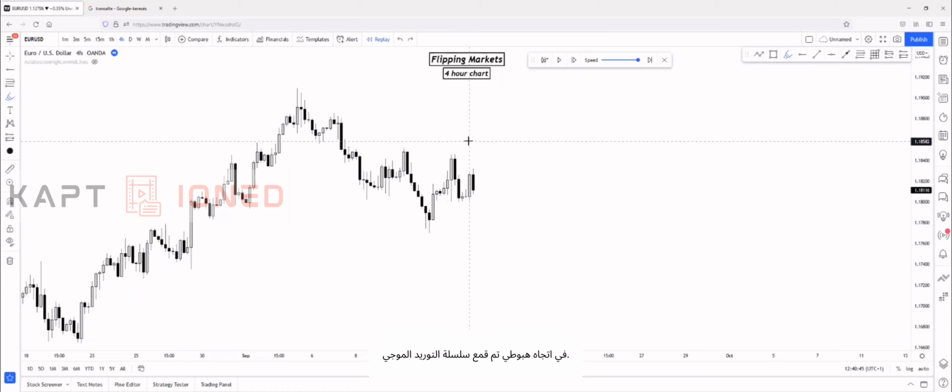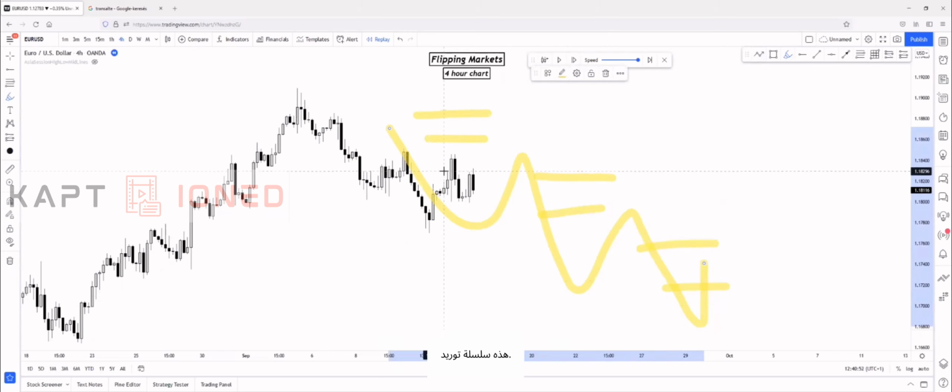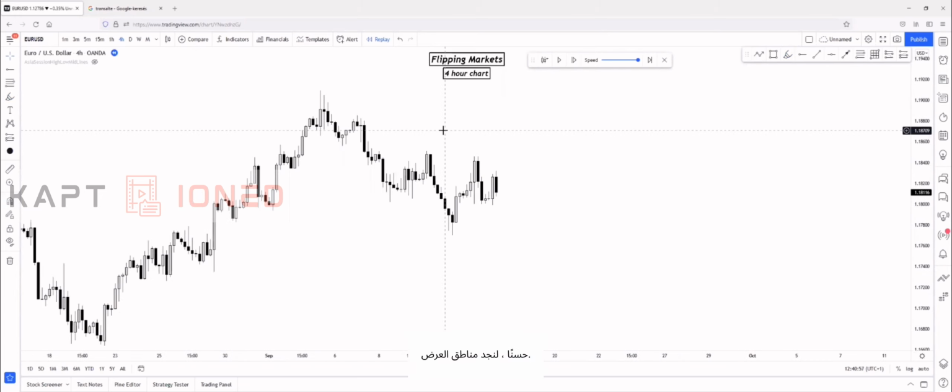Okay, in a bearish trend, as we know, price will form a supply chain. So supply zones over and over again being respected. This is a supply chain. Okay, let's find the supply zones. First, map out our structure.